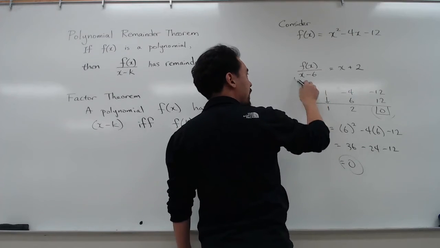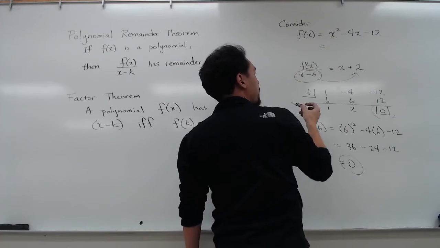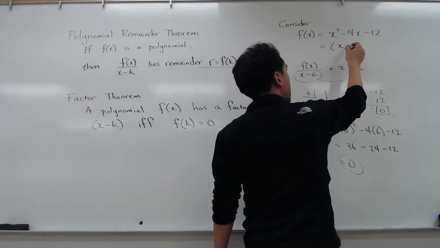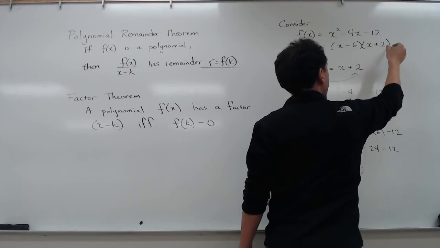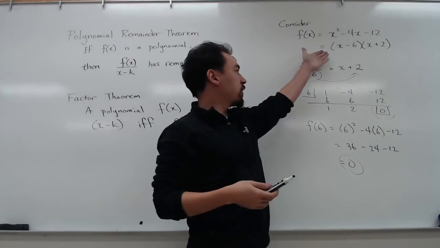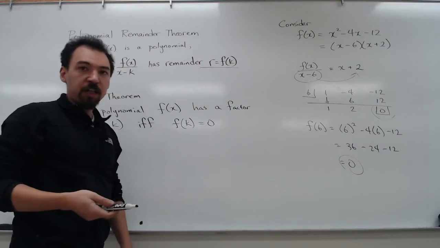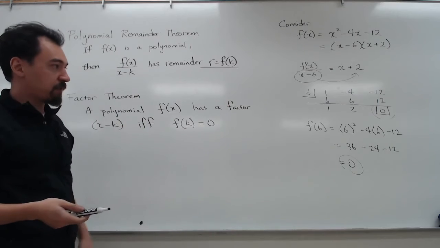Really what that means is if I take this and multiply it to the other side, I'm able to rewrite f of x as x minus 6 times x plus 2. Now, none of this is novel to us. We knew that we could do this from the start. What we're trying to do here is take something familiar and make sure it fits with this set of formalisms.